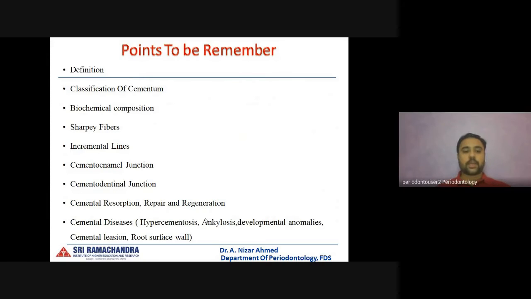Cemental incremental lines are lines which demarcate your cellular and acellular cementum. Okay, so they lie parallel to the long axis of the tooth.